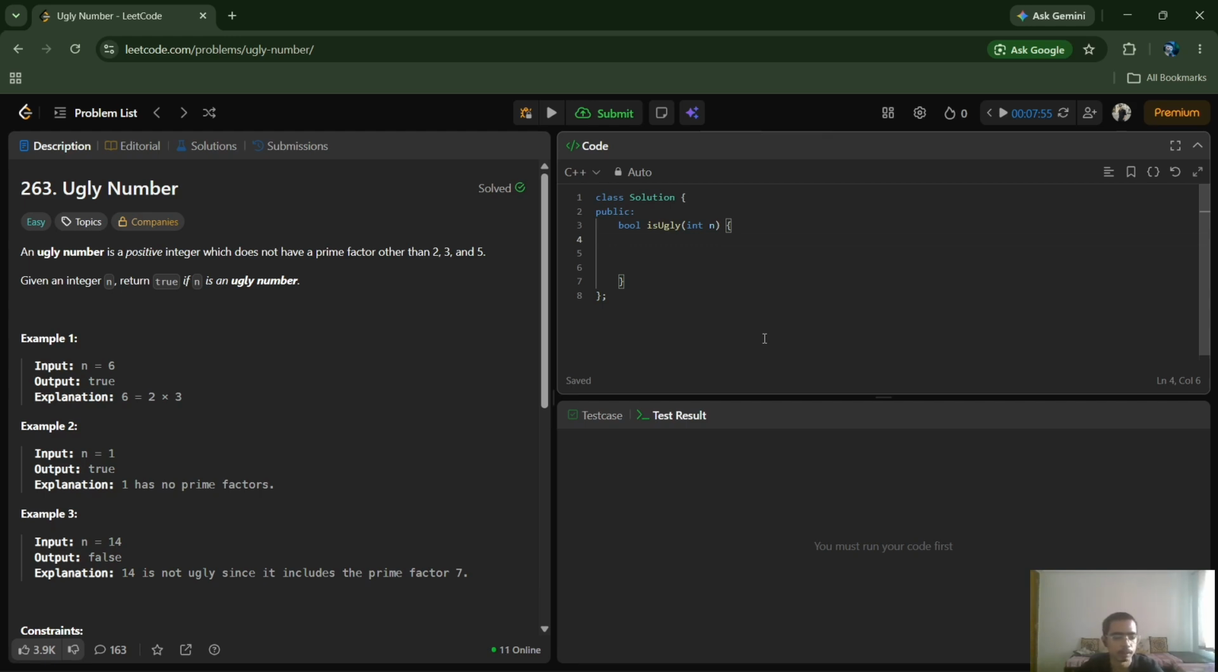Simply put, the main problem is how do we solve this? Notice that ugly numbers can only contain the prime factors 2, 3, and 5. So if the number is ugly, we should be able to repeatedly divide it by 2, 3, and 5 until it becomes 1. If after removing all factors of 2, 3, and 5 the number becomes 1, then it is ugly, otherwise some other prime factor exists. Let's get into the code.